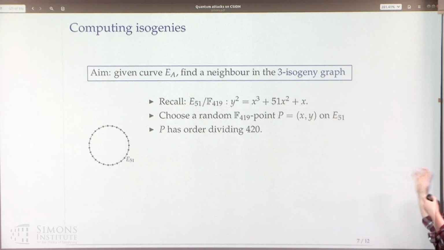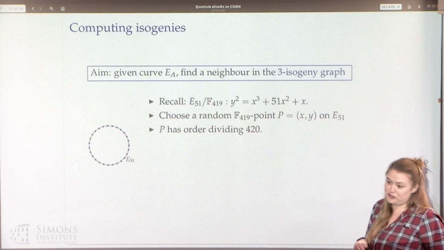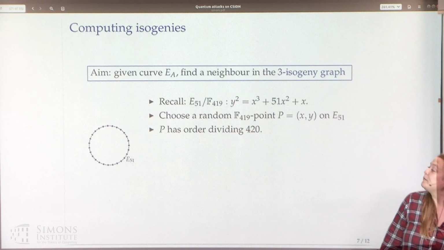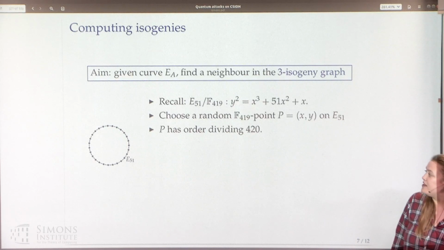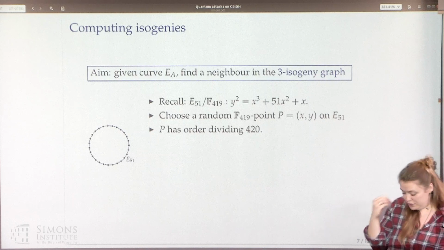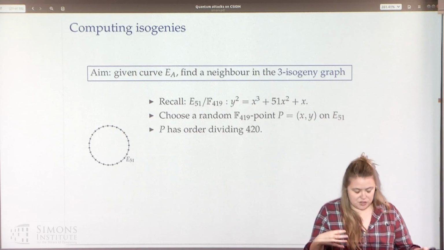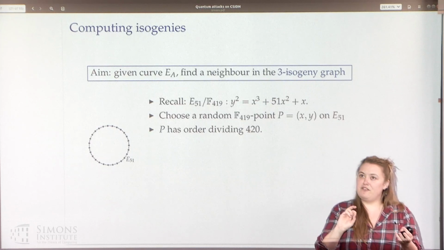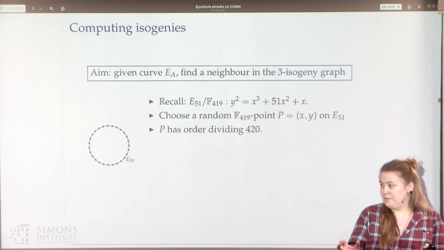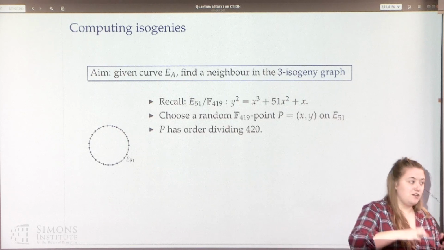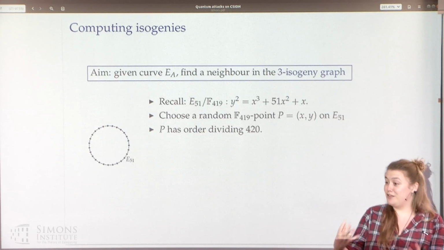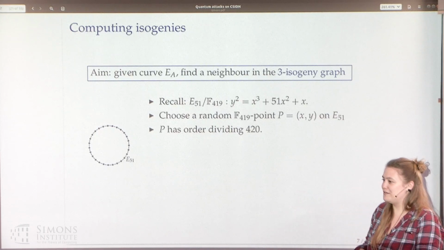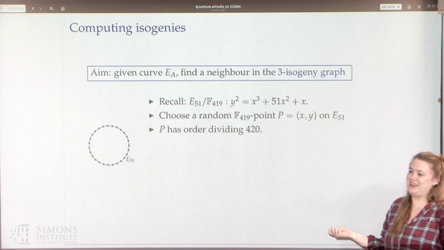So, for reasons, P has order dividing 420. 420 is P plus 1. What am I going to do with it then? Well, I want to find a point of order 3. So remember from David's talk that when we're talking about computing isogenies, it's enough if we just know the kernel. So the kernel, in this case, needs to be a group of order 3. A group of order 3 is generated by an element of order 3. An element of order 3 in this case is a point of order 3.